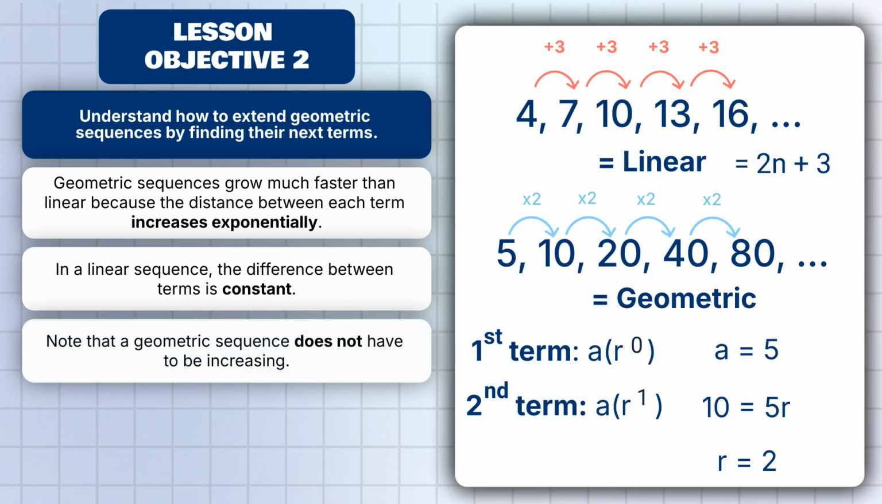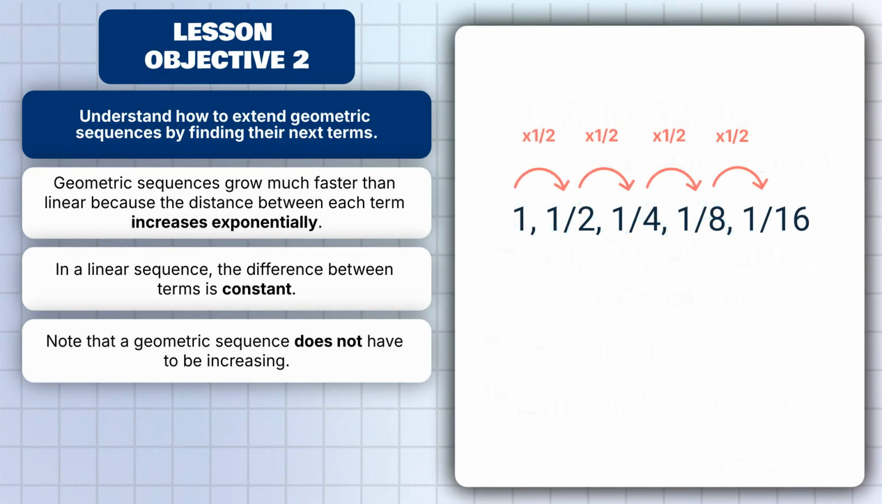Note that a geometric sequence does not have to be increasing. For example, the sequence on the right is a decreasing geometric sequence with a common ratio of 1/2. By recognizing these patterns, you can practice finding the next terms in sequences and constructing the formulas that describe them. Let's try out some problems to test what we've learned about geometric sequences.